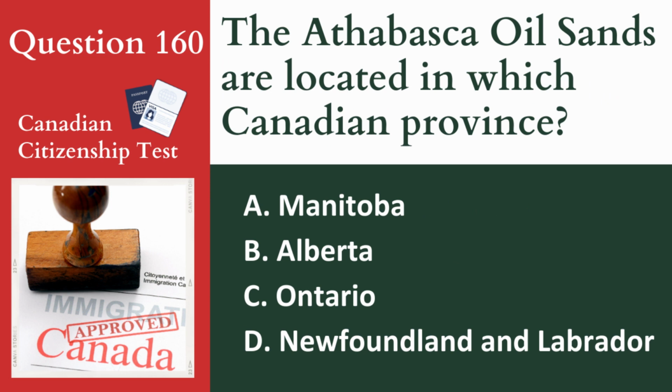The Athabasca oil sands are located in which Canadian province? A. Manitoba. B. Alberta. C. Ontario. D. Newfoundland and Labrador. Answer B. Alberta. The Athabasca oil sands are a large deposit of bitumen or extremely heavy crude oil, located in northeastern Alberta.